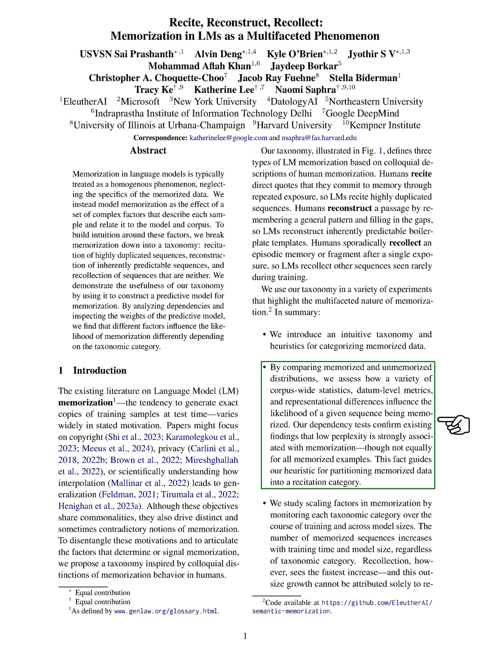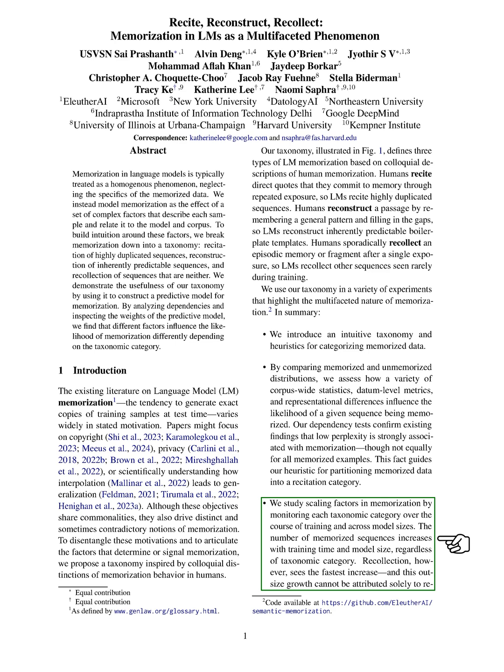By comparing memorized and unmemorized data, we analyze various factors such as corpus-wide statistics, datum-level metrics, and representational differences to understand what influences the likelihood of a sequence being memorized. Our experiments show that low perplexity is strongly linked to memorization, but this association varies for different examples. We observe that the number of memorized sequences increases with training time and model size across all categories. Recollection experiences the fastest growth, indicating factors beyond repeated exposure or random memorization.